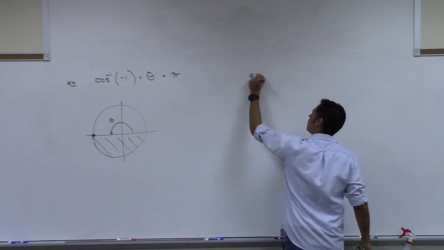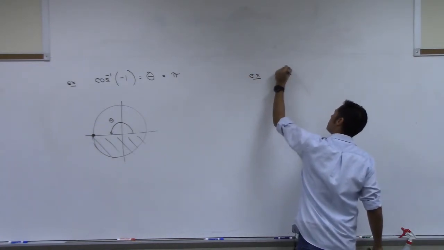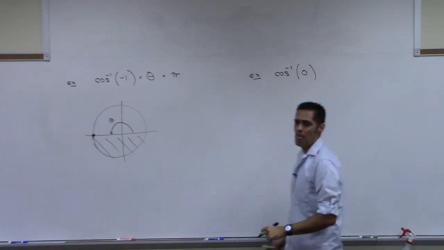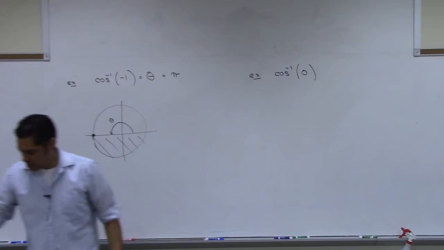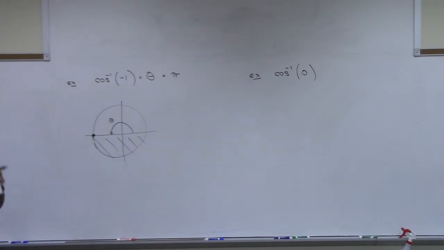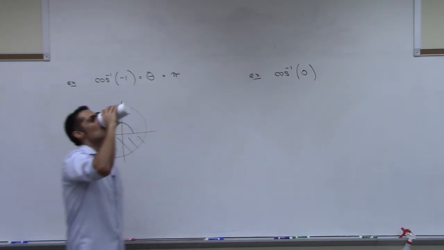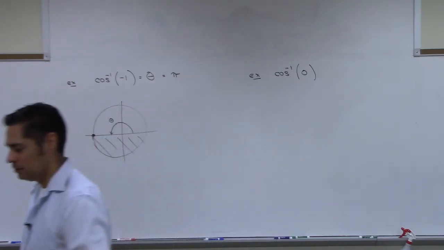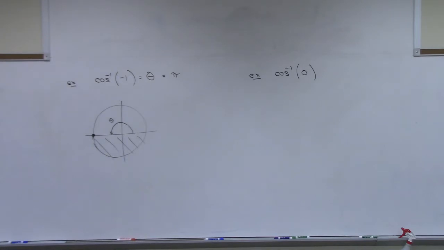How about this one? Arc cosine of 0. Okay, so no answer yet. I'm letting you all think.